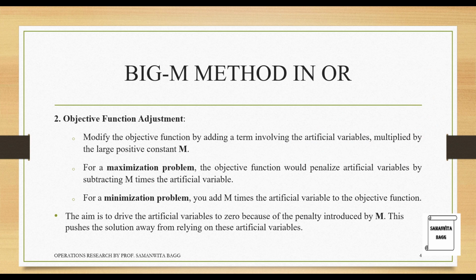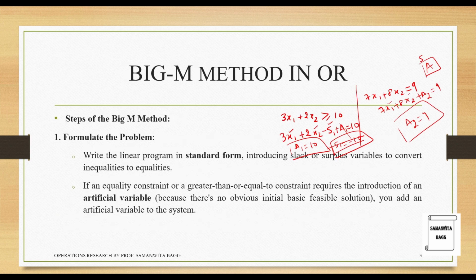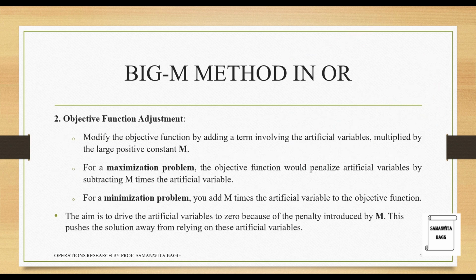Next is objective function adjustment. Modify the objective function by adding a term involving the artificial variables multiplied by the large positive constant M. So suppose I assume that the equation for Z is given as 3x1 plus 5x2. What we should do is add the artificial variables a1 and a2, but along with them we need to multiply the large constant M. They are called penalty variables, and that is what is added in the equation.